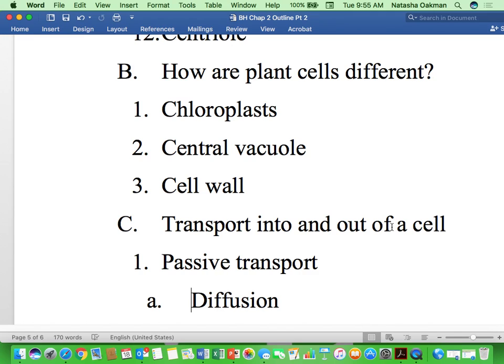Catherine? Equilibrium, which is an even distribution of the solutes.